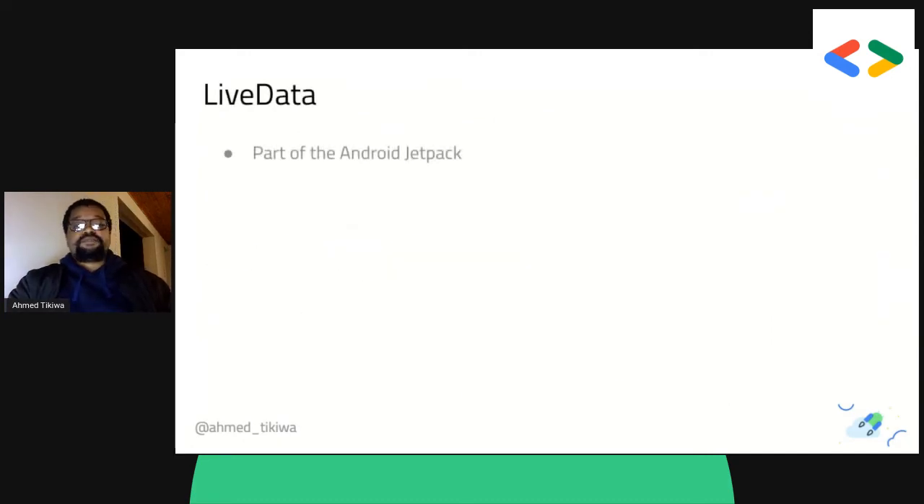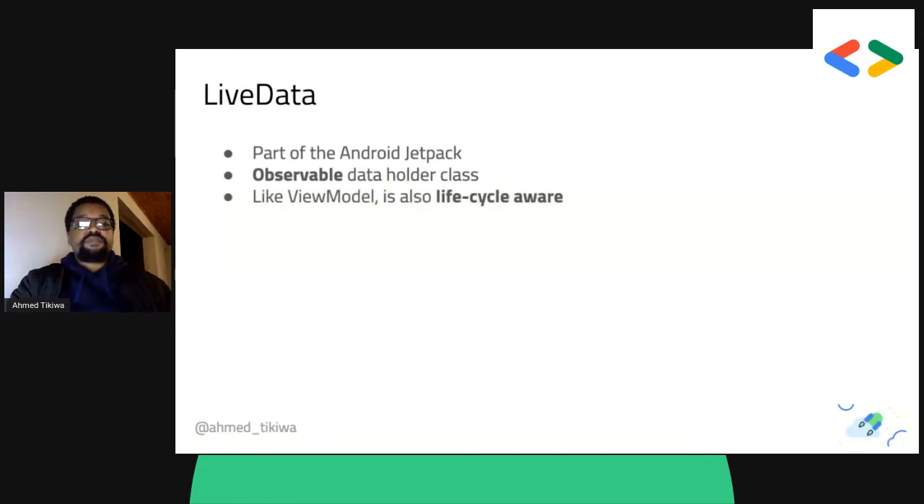Okay, so live data. What exactly is it? It's also something that's part of the Android Jetpack. It's basically an observable data holder class. So you can actually observe changes that happen to this live data. It's actually quite powerful. Also, like view model, it is lifecycle aware. So it also is aware of where the data is coming from or where it needs to be posted to, whether this particular requester is alive or not.